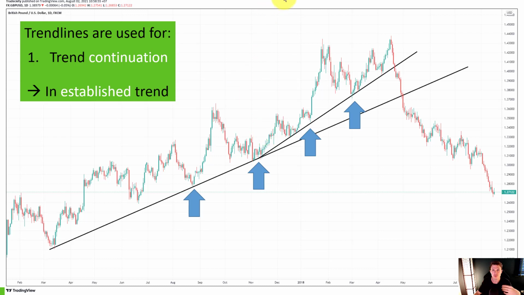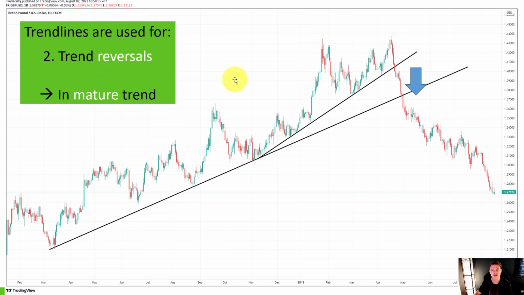But I would also be a little bit more cautious because you are entering the mature trending phase. The second way how to use a trend line is for reversals. So if you see that a trend line, an established trend line, has been broken, then a common trading strategy is to look for trades into the new direction.